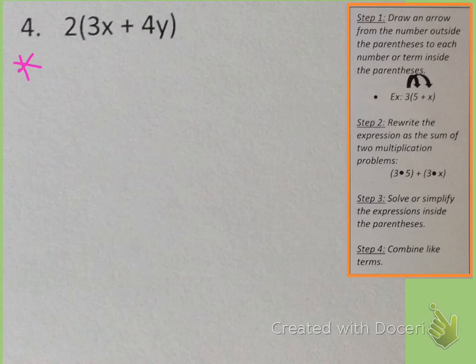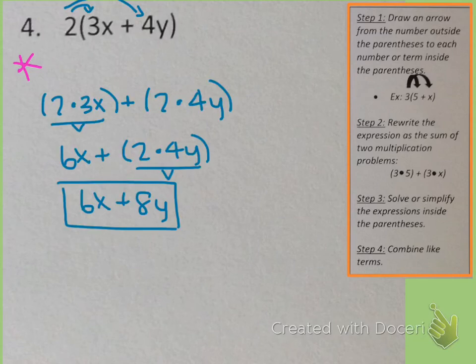For this problem, number 4, I want you to do the same thing you did in number 3. Pause the video, try it on your own, and press play to check. The answer to this problem is 6x plus 8y. Now again, we cannot combine those last two terms because even though they do both have variables, they're different variables, so they are not like terms.